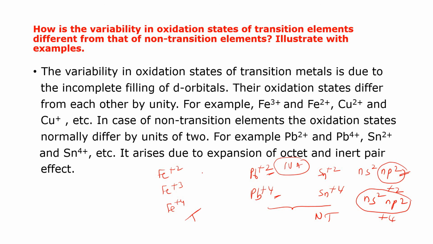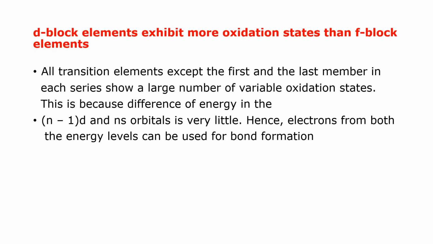But in this case, you have many unpaired electrons, so each and every unpaired electron is lost and you get different types of oxidation states. Next, d-block elements exhibit more oxidation states when compared with p-block elements. It's very simple actually. Between the (n-1)d orbital and the ns orbital, there is very little energy difference. Because of the small energy difference, they can easily lose electrons. That is the reason.